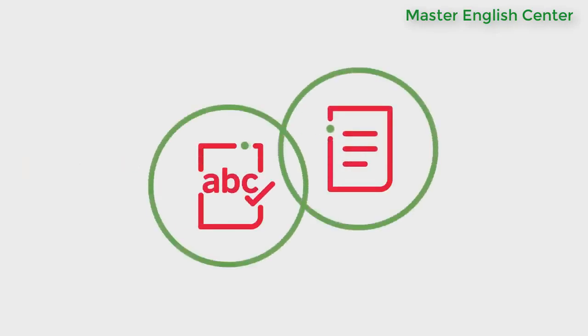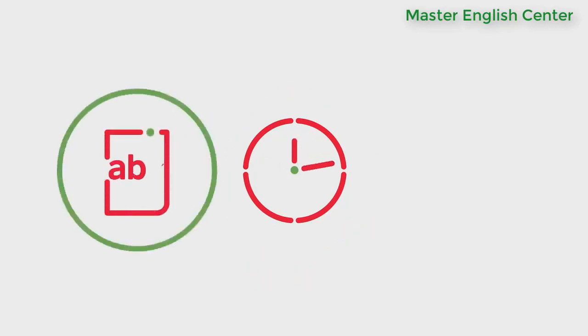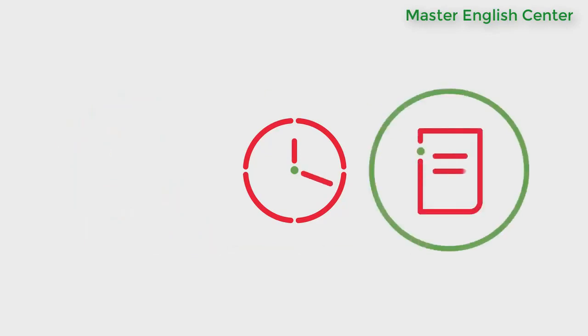The grammar and vocabulary component is the core element of the Aptis test. You will have 25 minutes to complete this component. The first part tests your knowledge of English grammar, and the second part tests your knowledge of English vocabulary. You can flag up questions you find difficult and go back to complete them later in the test.